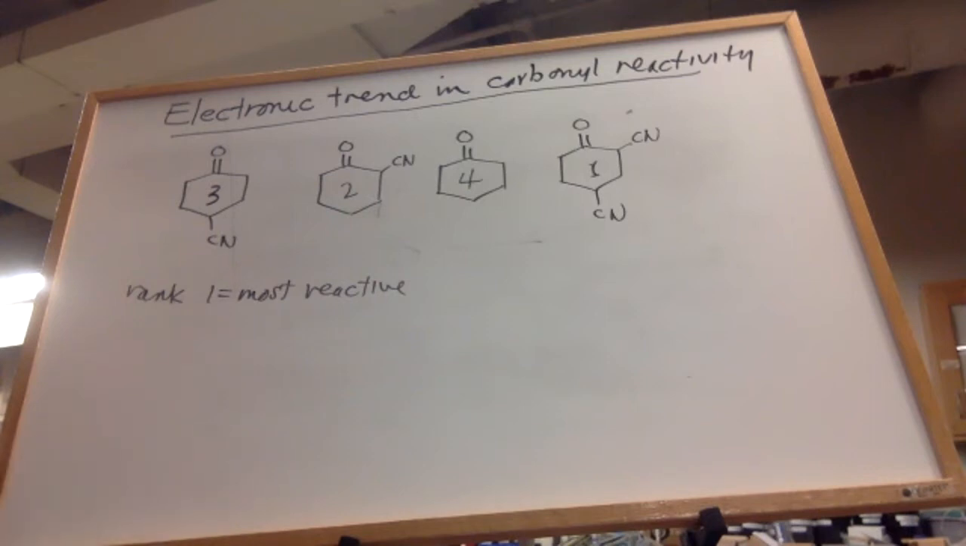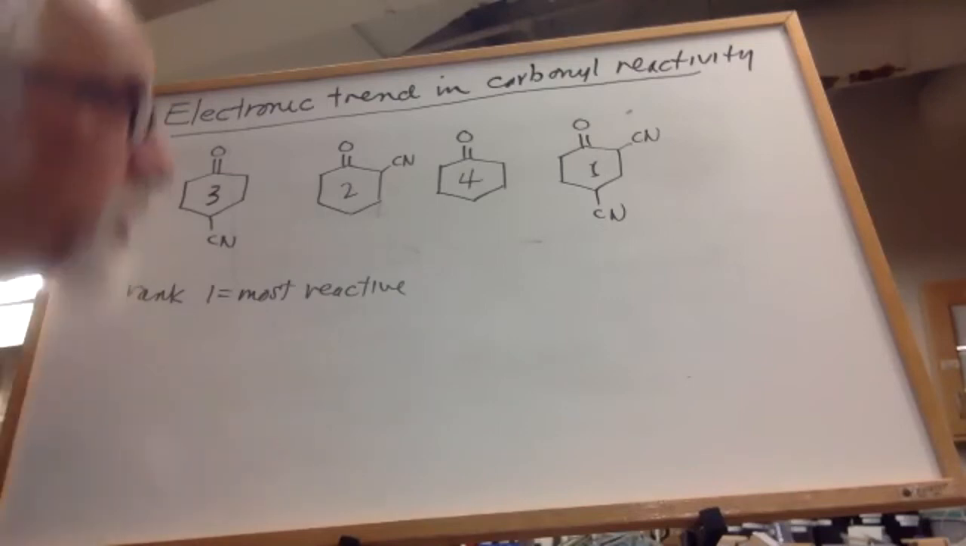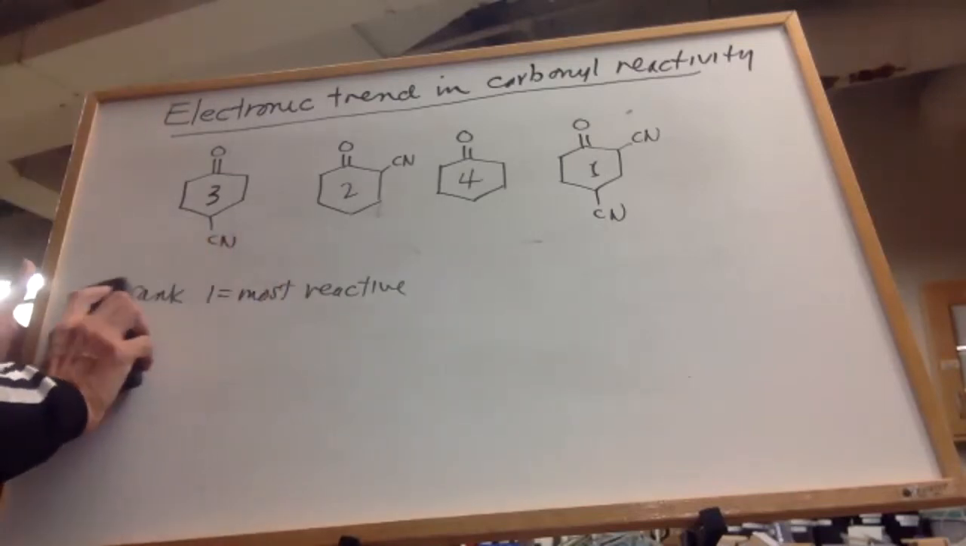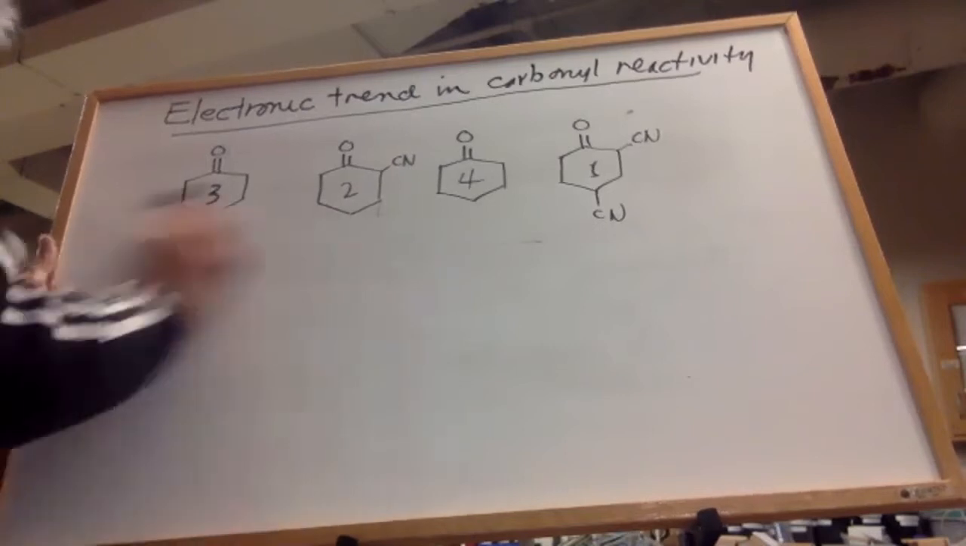Okay, so that's the electronic trend in carbonyl reactivity. And remember, there are 2 trends. There's the steric trend and there's this electronic trend. And this is how we can explain that some carbonyls are very reactive and other carbonyls are not as reactive. Okay.